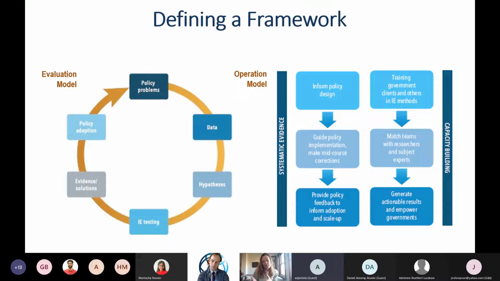On the operational side, so what is happening, right, concretely on the ground, is that we try to inform what we are doing at the design stage of a program.